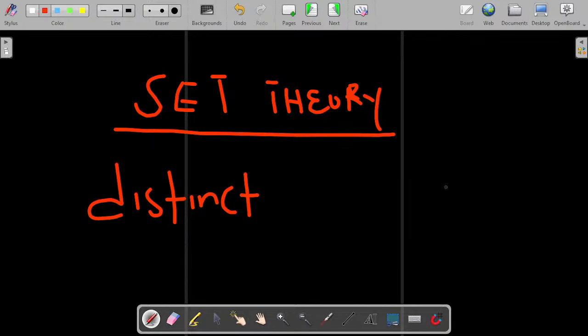Are you there? Okay. So when they say something is distinct, what does that mean? Those are examples of sets. A set is a collection of distinct objects. So let's understand the word distinct. What does distinct mean in set?